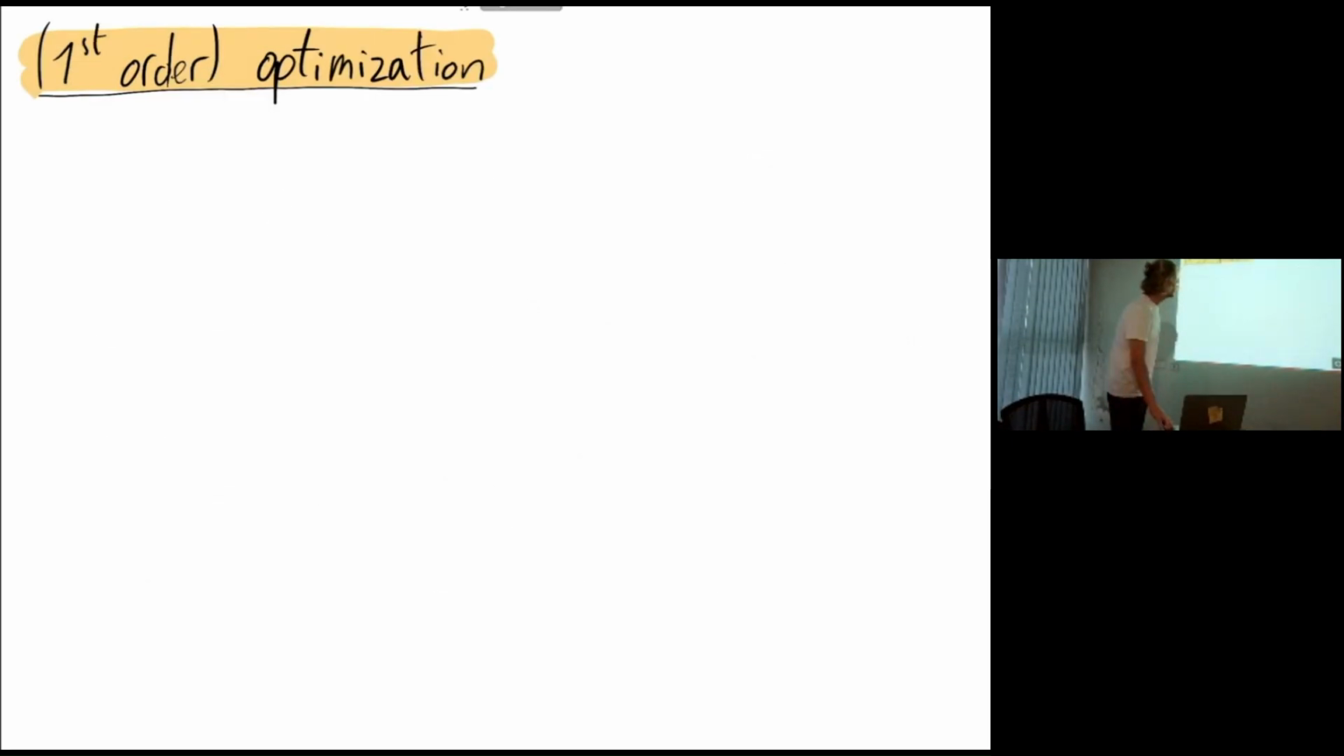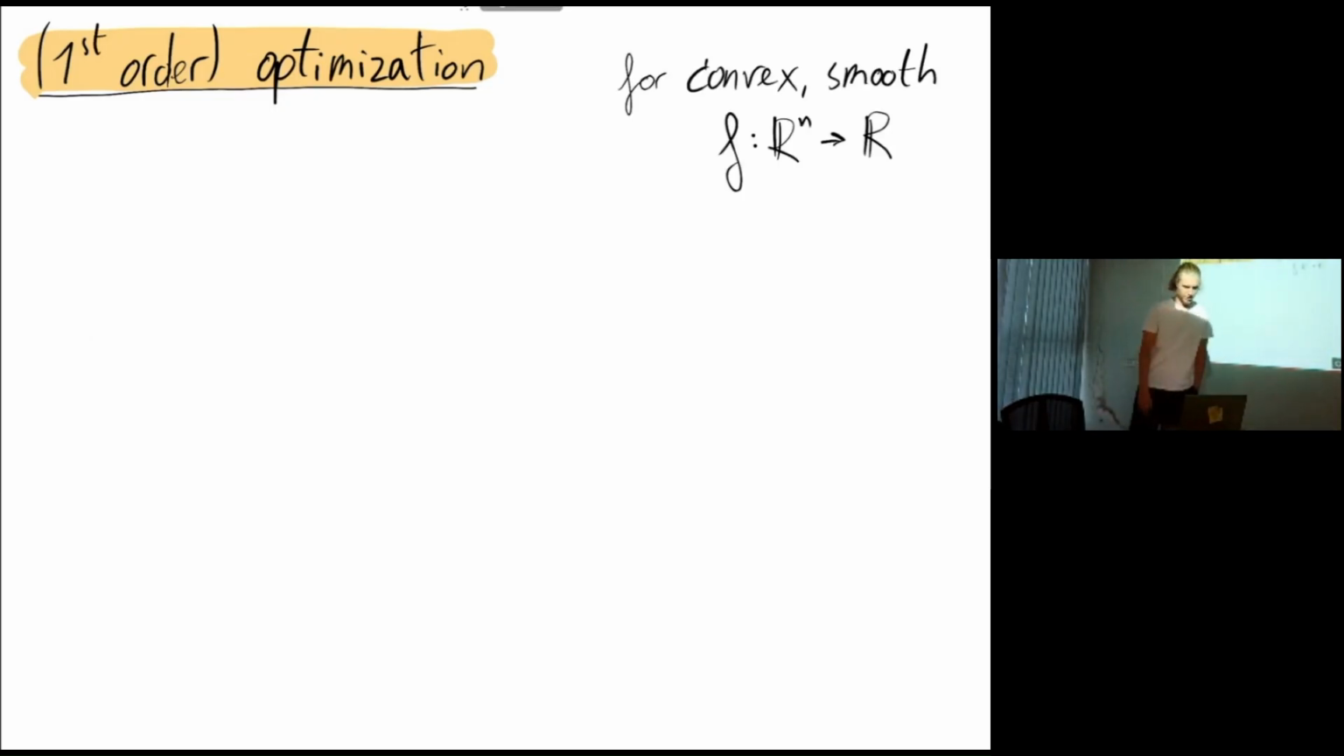Good. So let's start with classical convex optimization, more precisely. We'll talk about convex smooth functions f, taking an n-dimensional argument and giving you a real number. And we typically just want to optimize this function, right? So we want to find the minimizer of that function, or find x such that f of x is close to its minimum.